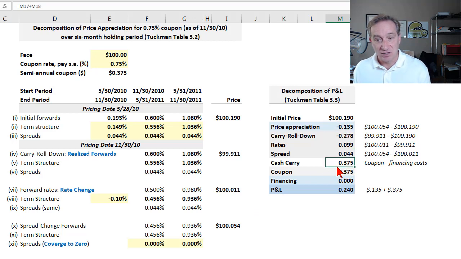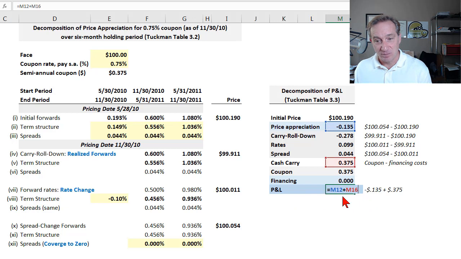Then there's the cash carry because we haven't included the coupon. The bond here is 37.5 cents, right? We started on May 28th or so, went forward 6 months, there would be a coupon. We'd receive that. If there were financing costs, we would need to deduct that as part of the cash carry. Keeping it simple here, if we can even say that about this example, it's not really simple. Tuckman assumes no financing cost, of 0. So the coupon received is a positive value of 37.5.